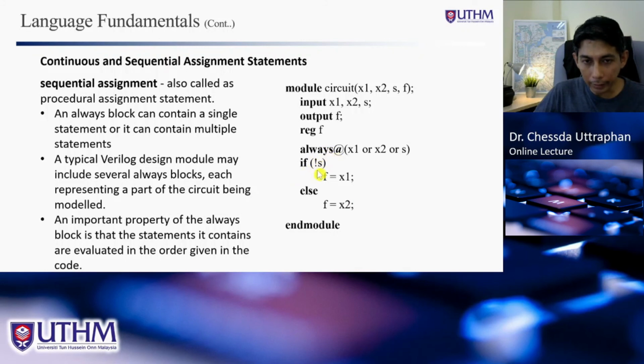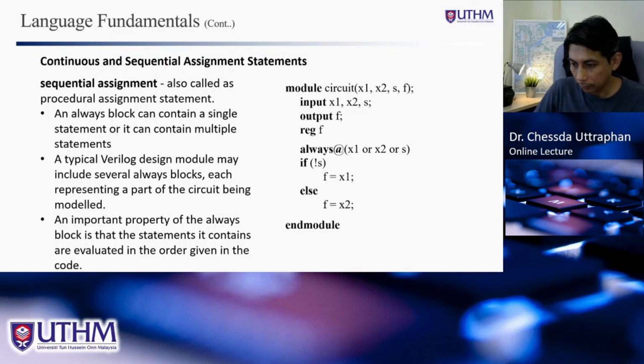If s equals 0, the output f is equal to x1. But if s equals 1, the output f will be equal to x2. So this is the behavior. We don't have the circuit, but we know the behavior is something like this.